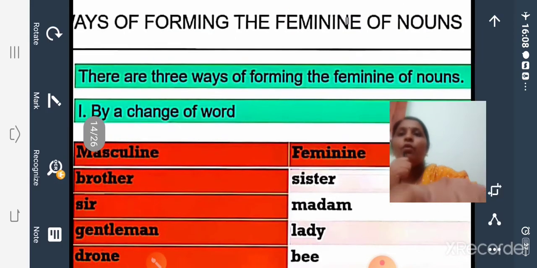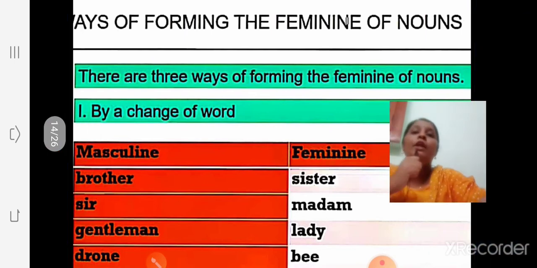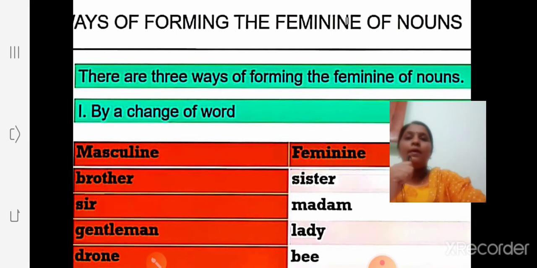Ways of forming the feminine of nouns. So there are some ways, some tricks for forming the feminine gender from the masculine gender. There are 3 main ways of forming the feminine of nouns. First one is by change of word. By changing a word, we can form the feminine of the masculine gender.